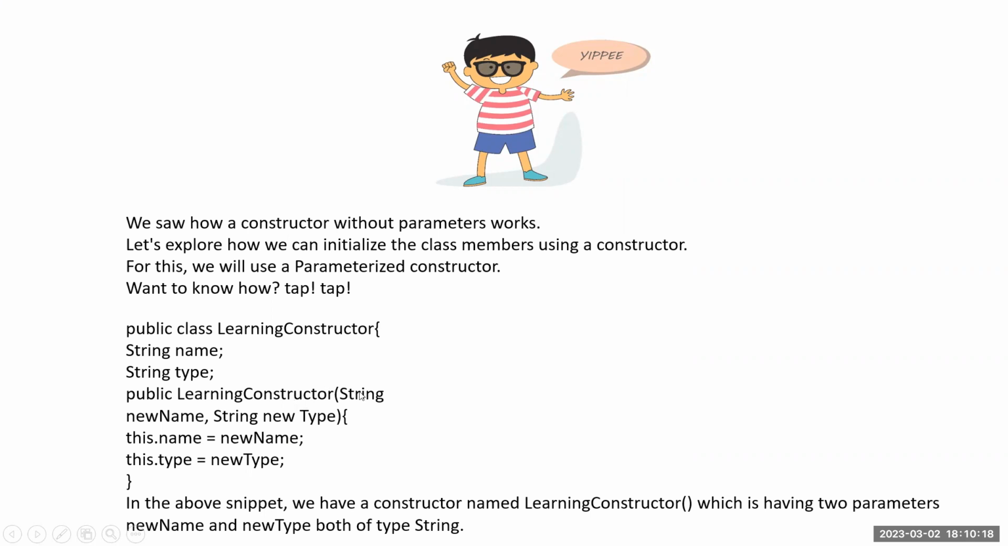So whatever new name and new type you pass from the other class, wherever you are calling that default or parameterized constructor, will be assigned to the current object. So this refers to the current object of learning constructor. this dot name will have the new name passed to the constructor, and this dot type will have the new type passed to the constructor.